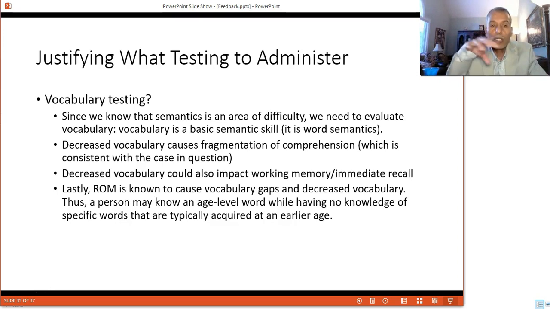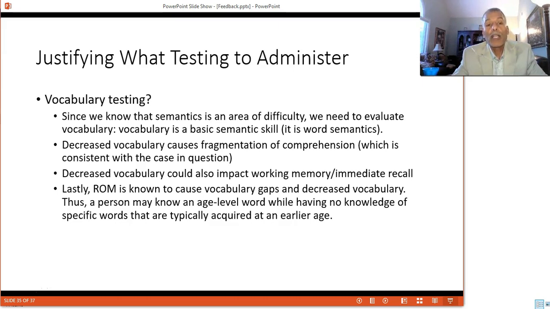So having difficult vocabulary, or words that are not familiar to the person, is going to cause very fragmented attention and comprehension, and the person is not going to be able to integrate things when they read the paragraph at the end. They can't get the whole idea or the moral or whatever general ideas. Decreased vocabulary could also impact working memory, and it could also impact immediate recall, as I explained earlier.